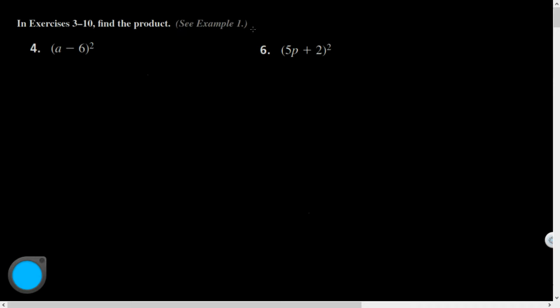A couple homework problems for you. These appear to be matching a pattern, and the pattern that I'm talking about is the a plus or minus b all squared pattern. And that's going to equal a squared plus or minus 2ab plus b squared. So that's the pattern that we've got. It's called the square of a binomial, and the reason is because there's an exponent, a square there, and it's a two-termed expression.